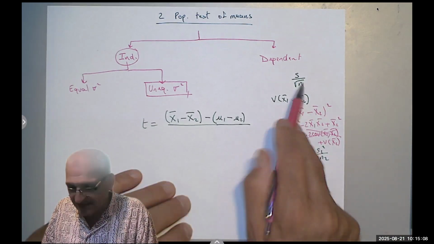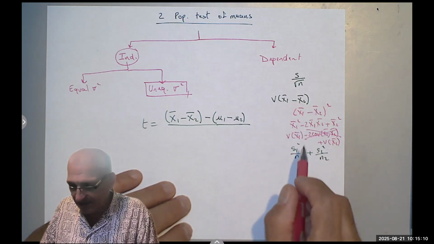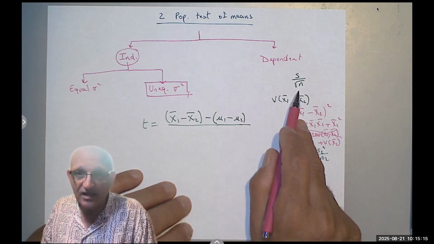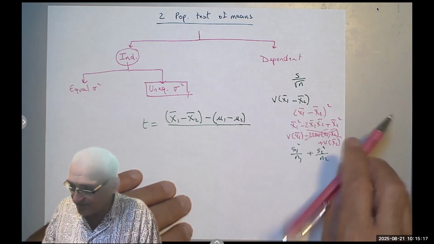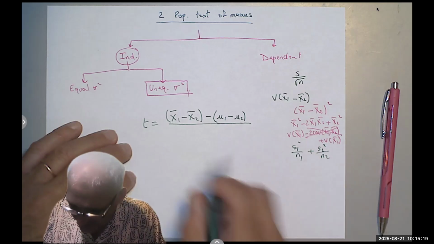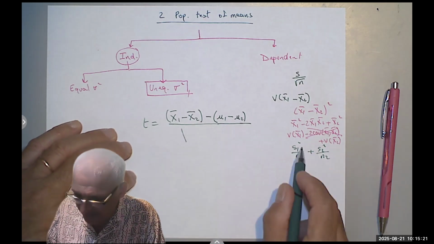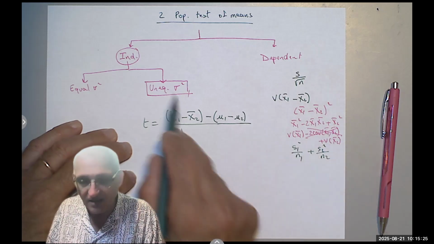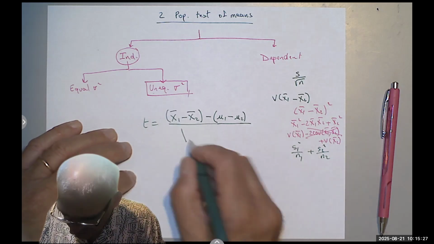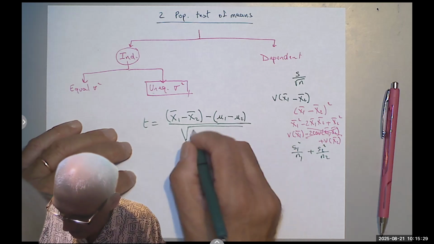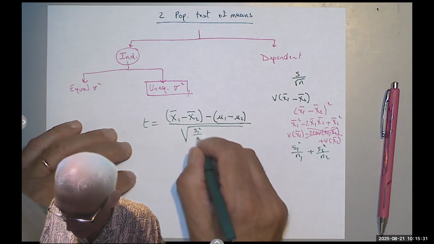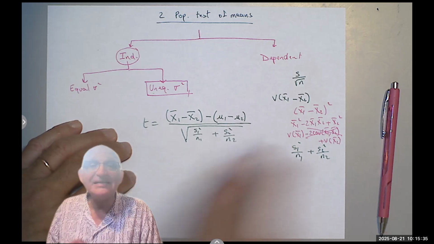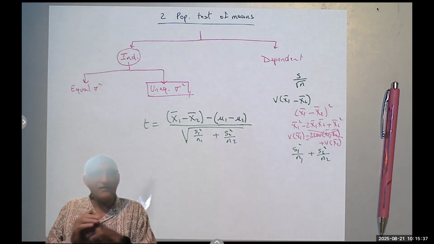And this one was s square over n. And we took the square root of s squared, we got s. We got n divided by the square root of n. But here, since we have two, I cannot factor out anything because s1 squared doesn't equal s2 squared, unequal variances, right? So I have to say the square root of s1 square over n1 plus s2 square over n2. That's my t. That's the t I'm going to check.